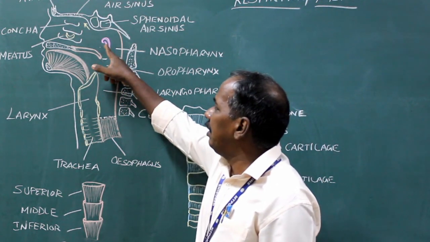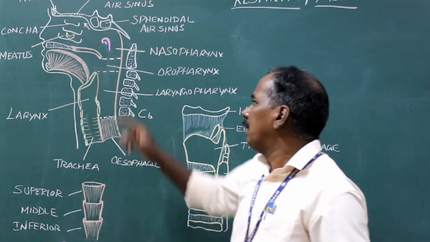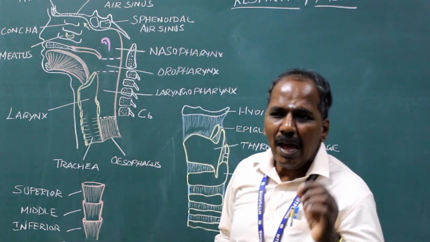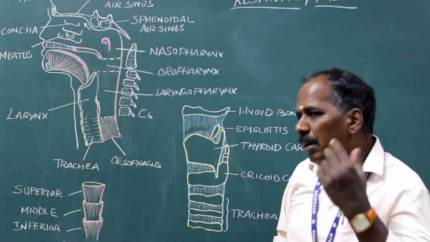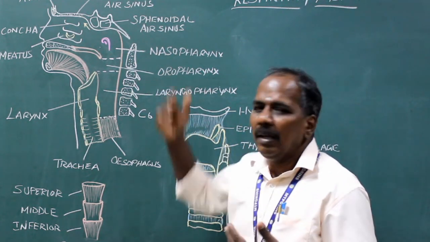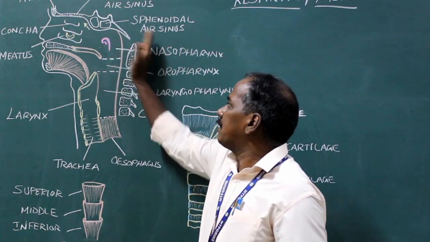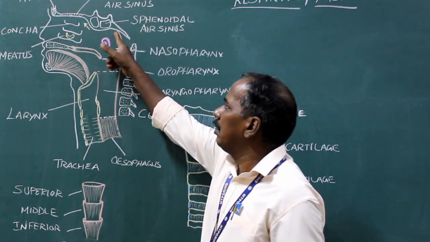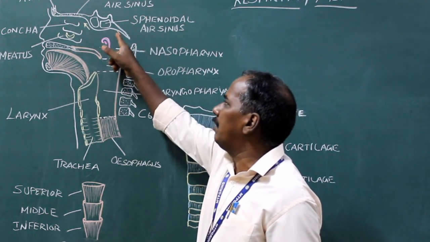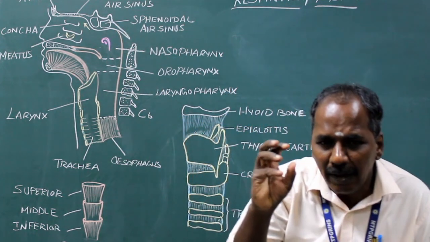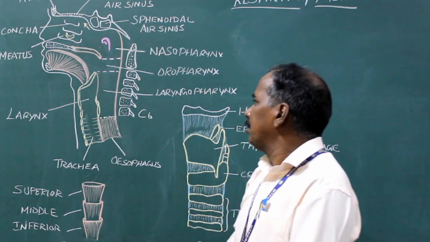Laterally, there is an opening for the auditory tube. The opening for the auditory tube is present in the lateral wall of the nasopharynx. It connects the nasopharynx with the middle ear cavity. On the posterior superior part of the nasopharynx, there is a collection of lymphatic tissue known as pharyngeal tonsil.